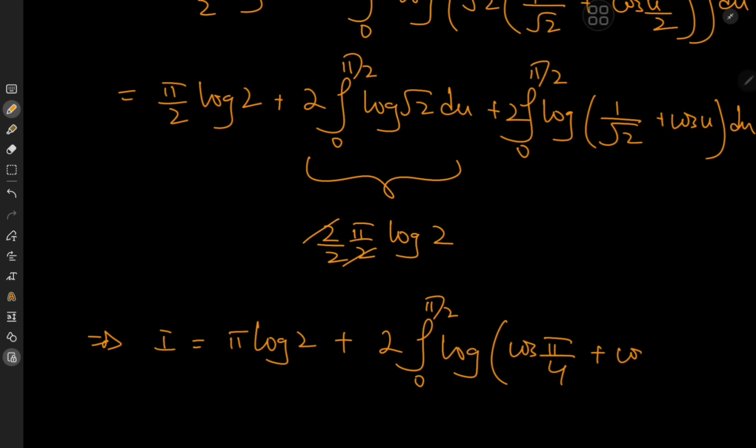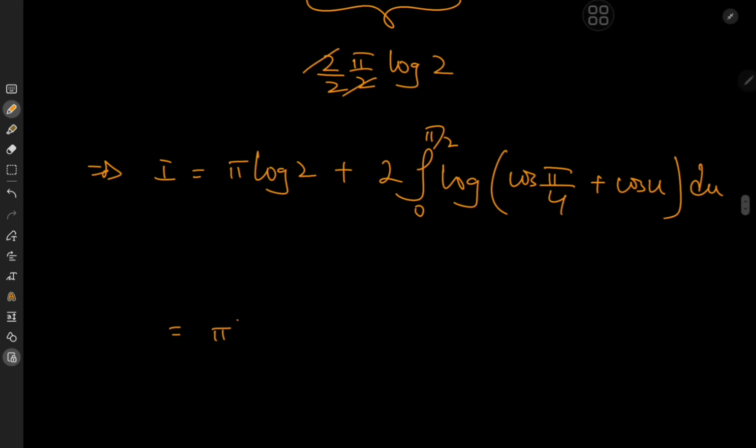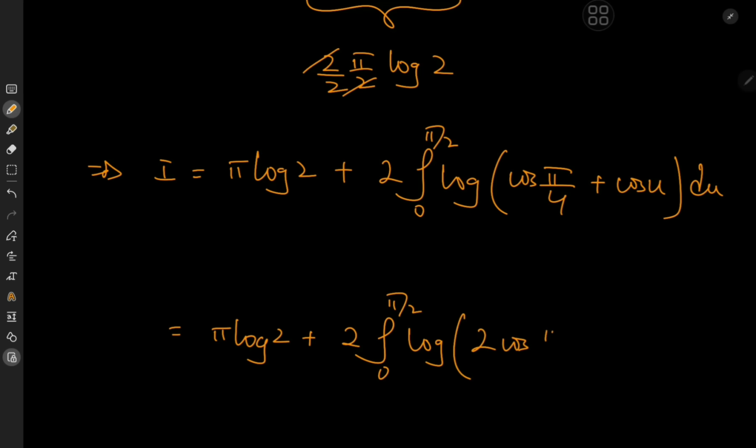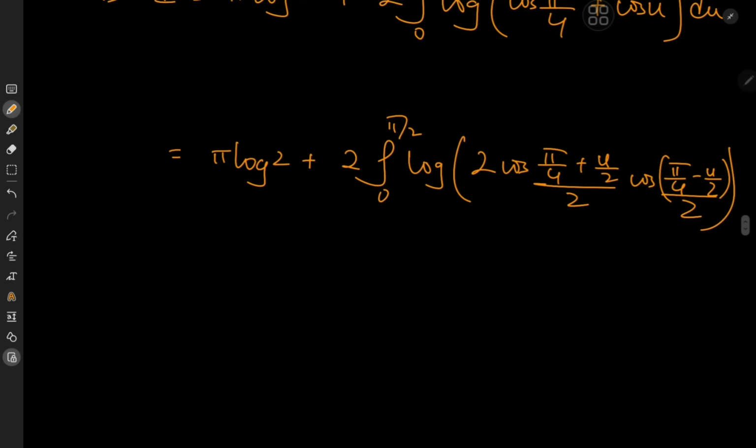So we now have a sum of cosines, and we can add them using the addition formula for cosines. So we have pi times log 2 plus twice the integral from 0 to pi by 2 of the logarithm, and on adding the cosines, we have 2 times cosine of (pi by 4 plus u by 2) divided by 2 times cosine of (pi by 4 minus u by 2) divided by 2. Okay, cool. And now again, using the properties of the logarithm, we have two more integrals.